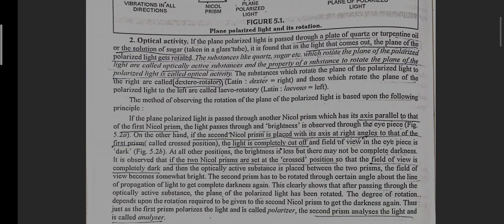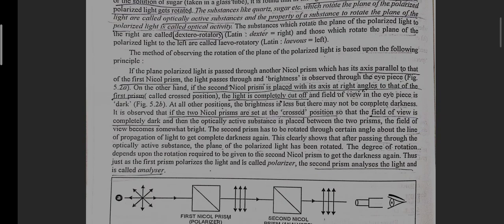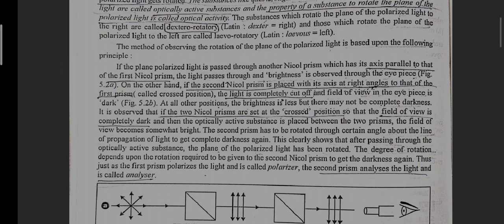The method of observing the rotation of the plane of the polarized light is based upon the following principle. If the plane polarized light is passed through another nicol prism which has its axis parallel to that of the first nicol prism, the light passes through and brightness is observed through the eyepiece. On the other hand, if the second nicol prism is placed with its axis at right angle to that of the first prism, the light is completely cut off and the field of view in the eyepiece is dark. At all other positions, the brightness is less, but there may not be complete darkness.